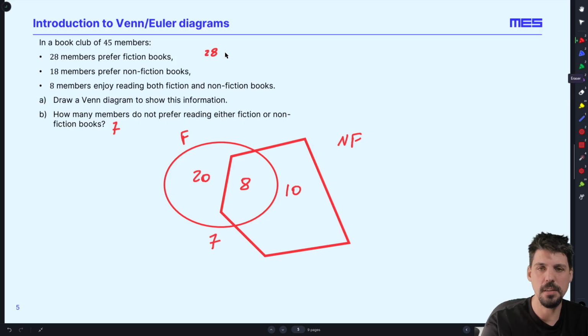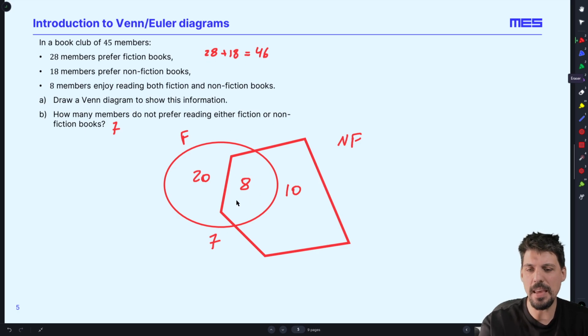Now, a very interesting thing to look at here, though, is if we look at the number of fiction books, 28, and we add on the people that like non-fiction books, that will give me 46. Which is more than the total number of people in the group anyway. So why is that? Well, if I look at the totals of these two bubbles, I can't just do 28 plus 18. Why? Because that 8 is included in the 18 and in the 28.